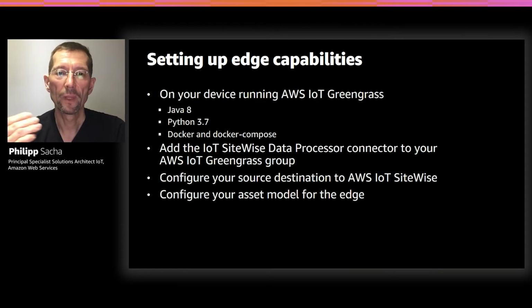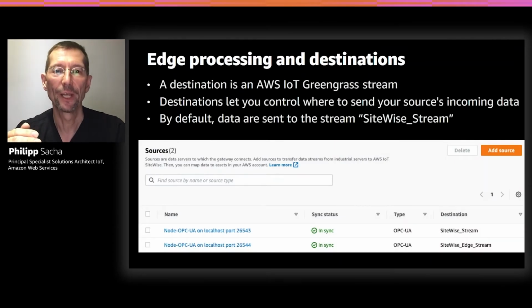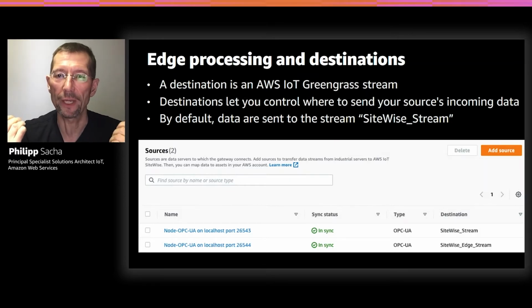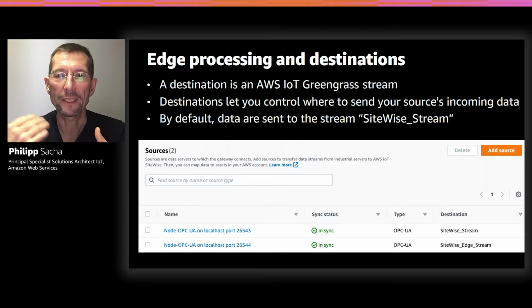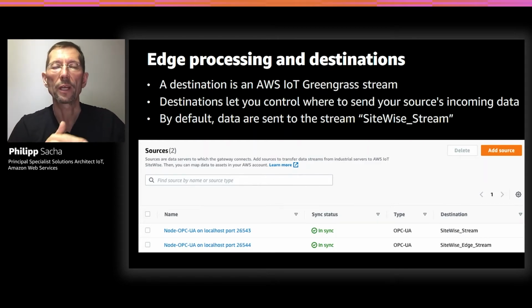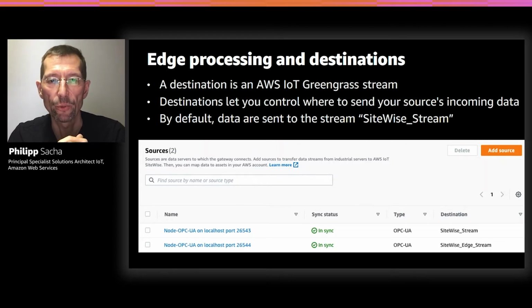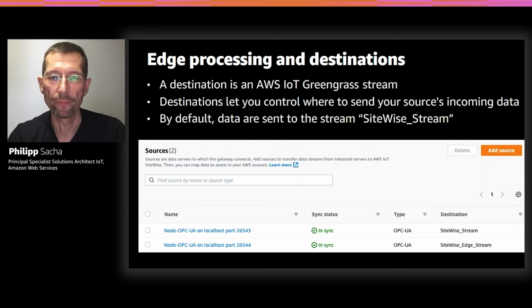So we also have a term that's called destinations. Destinations are simply streams on AWS IoT Greengrass. A destination lets you control where your incoming data from your data sources will be sent to. By default, you have a stream that is called SiteWise Edge stream.